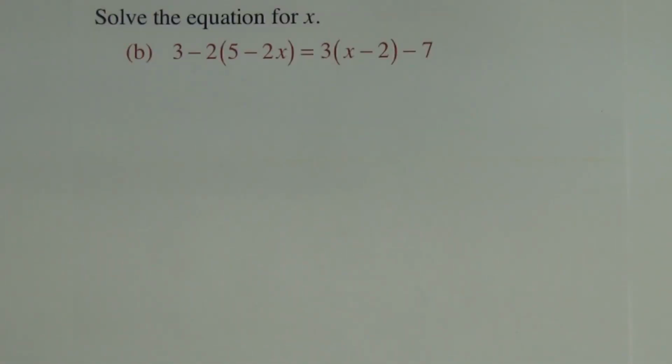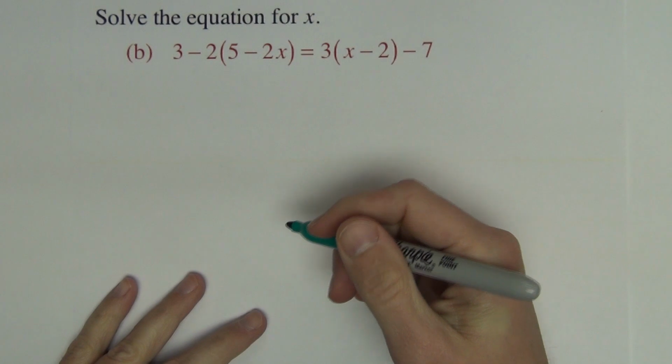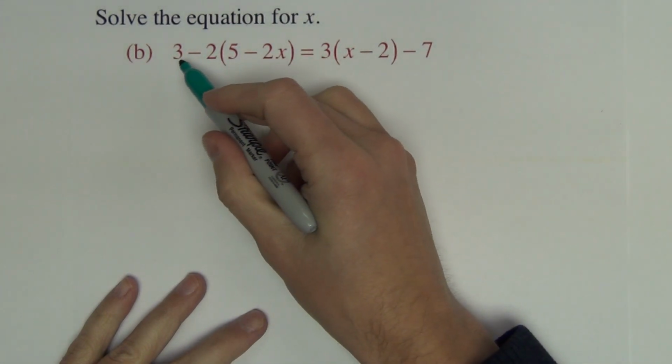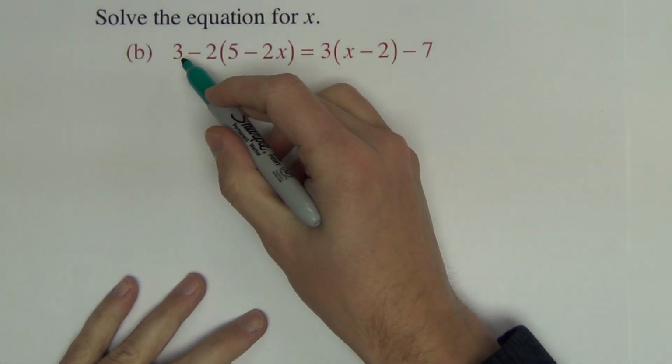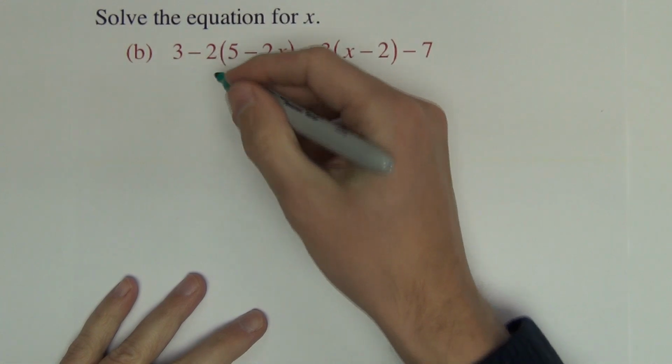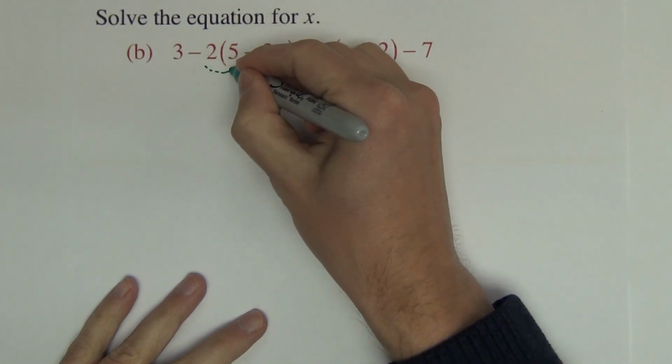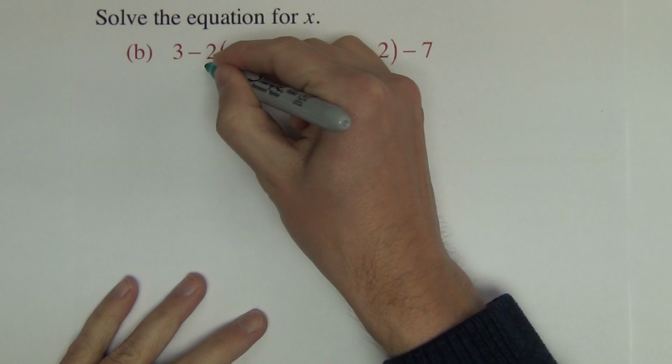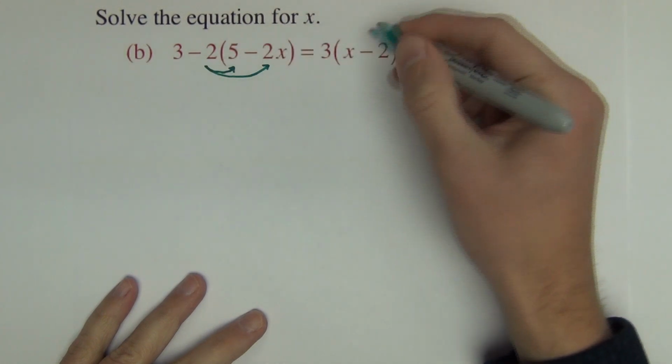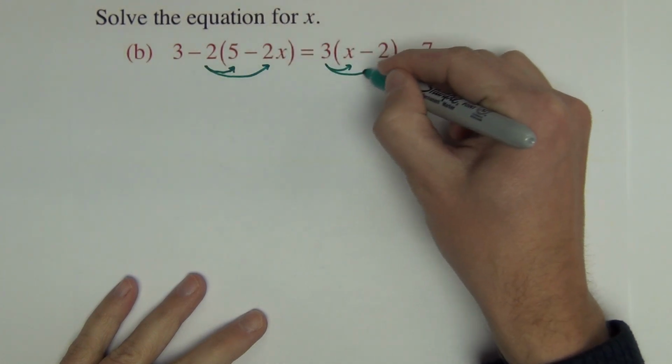Next one, I'm again going to begin with some distributive property. A lot of students might make the mistake of combining the 3 and the negative 2 together first and getting 1. But the negative 2 needs to distribute inside the parentheses. Here the 3 distributes.